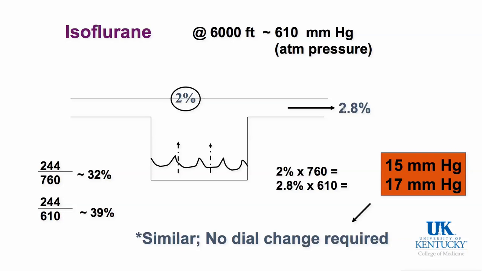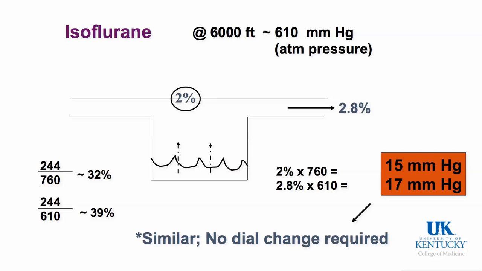And if we take the 240 or so vapor pressure divided by 760, remember that's about 32% above the liquid. If we divide 244 divided by 610, that's about 39%. So what it's saying is we're actually delivering a higher concentration because there's less pressure pushing down on that liquid, preventing those molecules from jumping up into the gaseous state. And so if we multiply it out, 2% at 760 is approximately 15 millimeters of mercury. 2.8% at 610 is approximately the same, and you really don't have to change the dial because you get a similar partial pressure delivered to the patient.